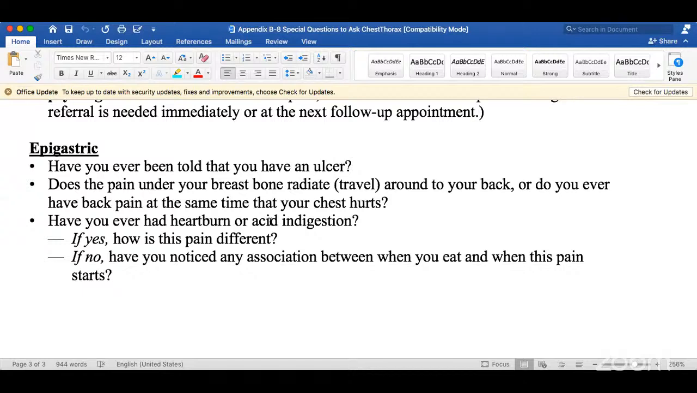If yes, how is this pain different? If no, have you noticed any association between when you eat and when this pain starts? So what we have looked at now is just a follow-up from what we had in the slides. This is more practical, more clinical. What we saw there was just to say this is the distribution. This is what shows that there is a red flag or a yellow flag.